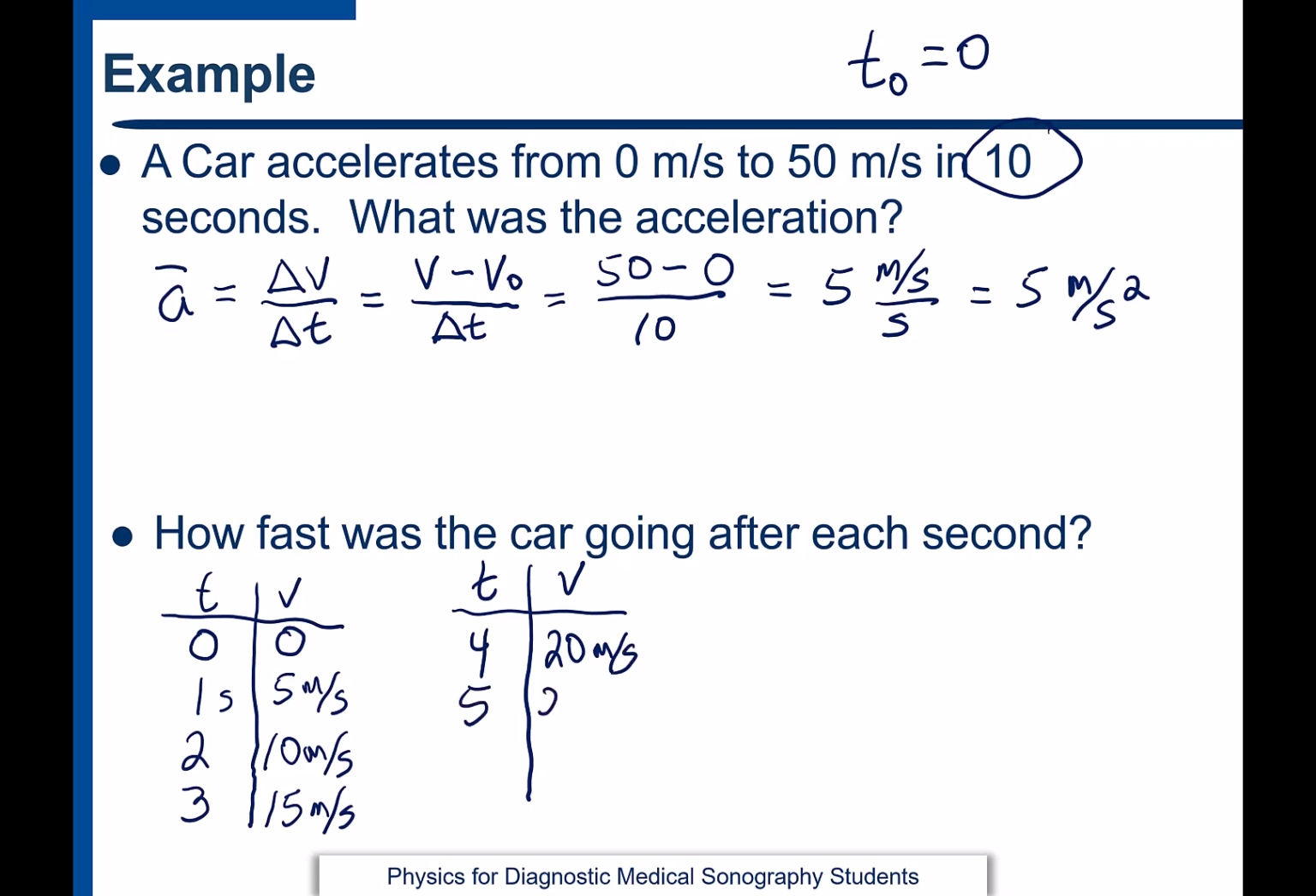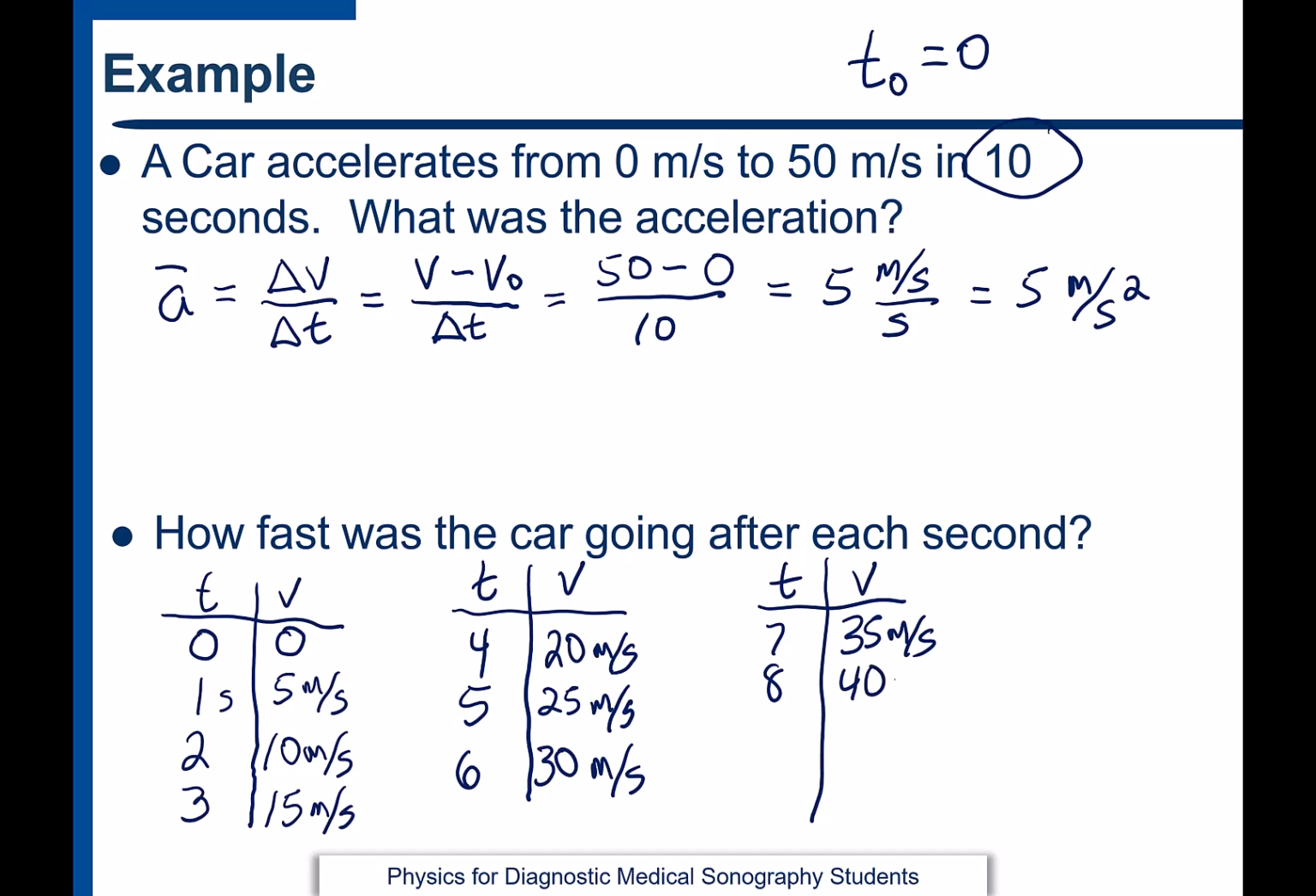5 seconds, 25 meters per second. 6 seconds, 30 meters per second. And I think you probably can see the pattern here. So at 7, we'd be at 35 meters per second. 8, we'd be at 40. 9, we'd be at 45. And finally, 10 seconds after the car started accelerating, we'd be up to 50 meters per second.